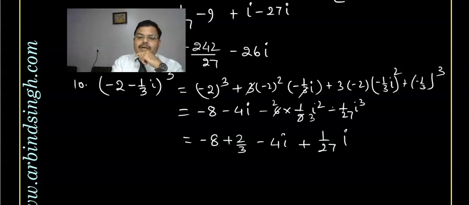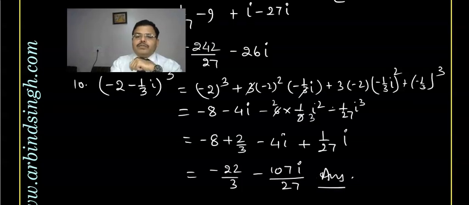So 8 3 is 24, −24 plus 2 is −22 by 3, and 27 4 is −108 and plus 1, so −107i divided by 27. That will be the answer of this question. So that will be also in the form of a + ib. So you have seen that simplification is very easy, and we can simplify them. Real can be added with real, and imaginary can be added with imaginary, and similarly subtraction will also take place.